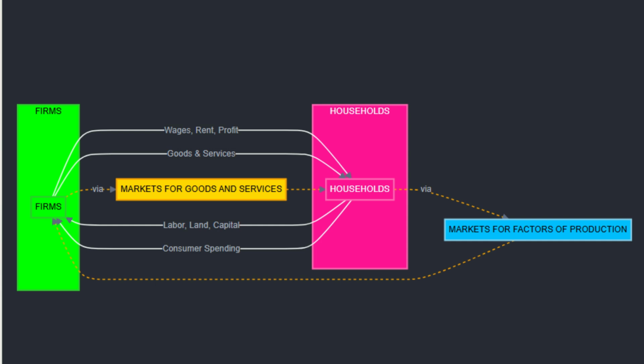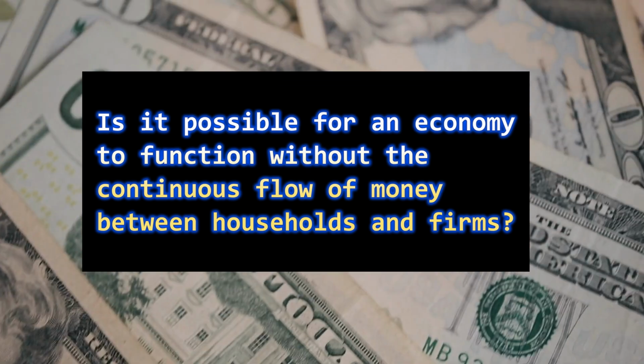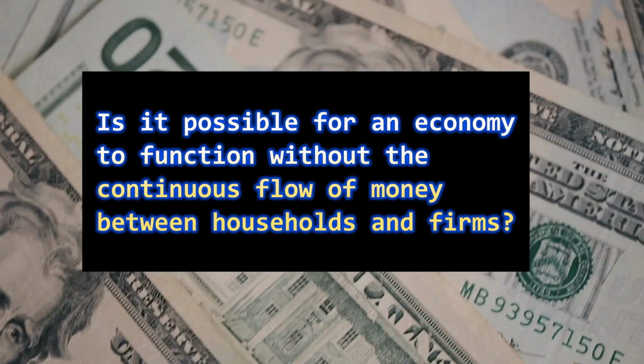Imagine the economy as a giant wheel. Households provide firms with resources like labor, land, and capital. In return, firms pay wages, rent, interest, and profits. This represents the factor market. Firms use these resources to produce goods and services, which they sell back to households in the goods and services market. This flow of money between households and firms continues in a never-ending cycle. Here's a question for you. Is it possible for an economy to function without the continuous flow of money between households and firms?